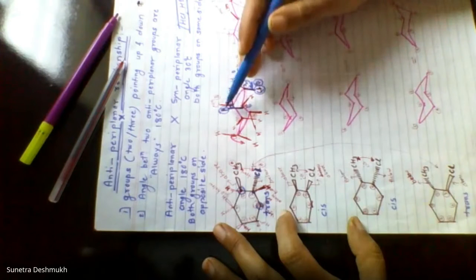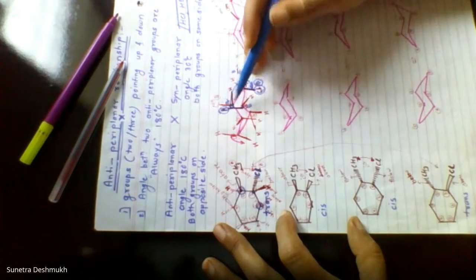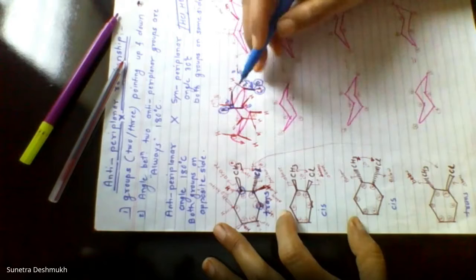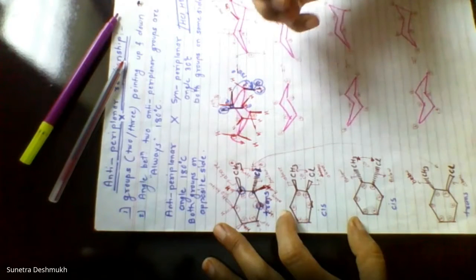Why are they getting eliminated? Because this hydrogen and chlorine are in the anti position, they are axially placed. That's why they are unstable. As they are placed axially, they are totally unstable.